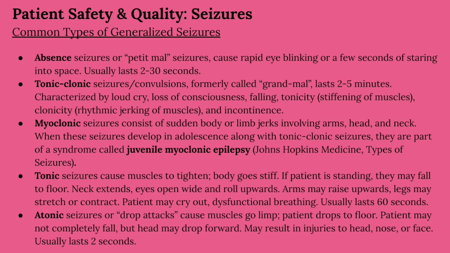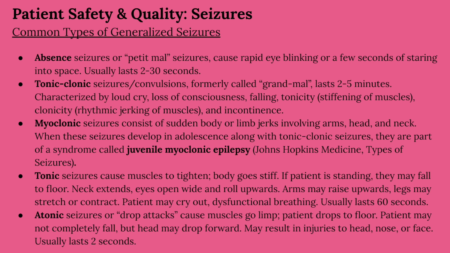Tonic-clonic seizures, formerly known as grand mal seizures, are characterized by a loud cry, a loss of consciousness with falling, tonicity, which is the stiffening of the muscles, clonicity, which is rhythmic jerking of the muscles, and incontinence. Now, tonic-clonic seizures should only last for 2 minutes, but no more than 5. If the seizure does last any longer than 5 minutes, then this indicates a medical emergency called status epilepticus, which we'll discuss more in just a few.